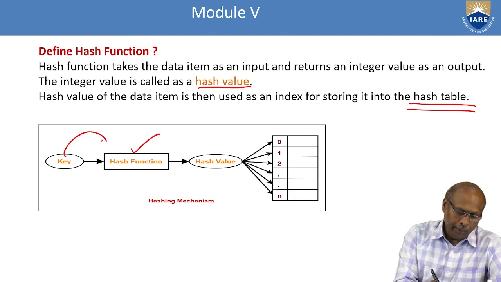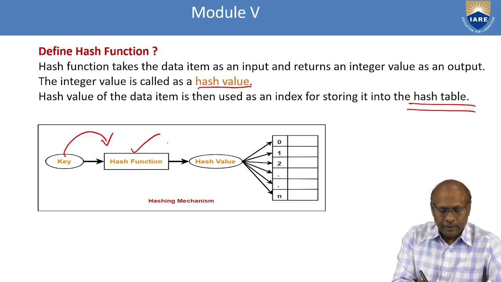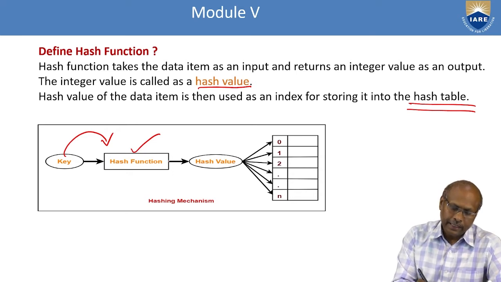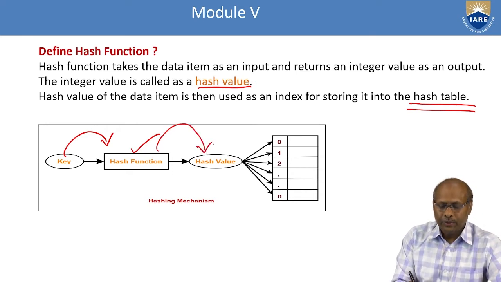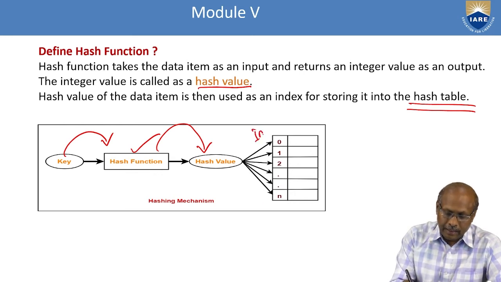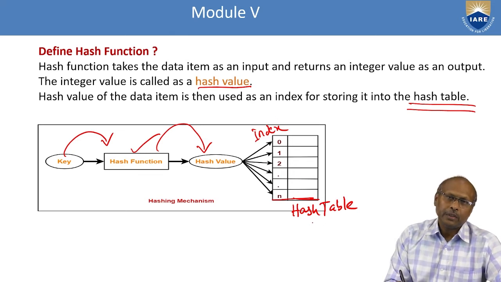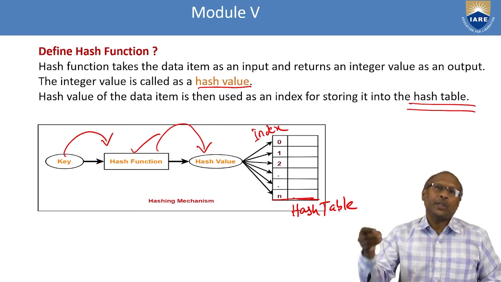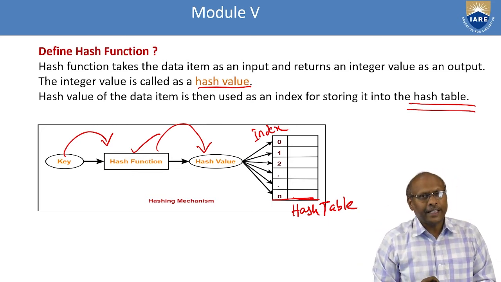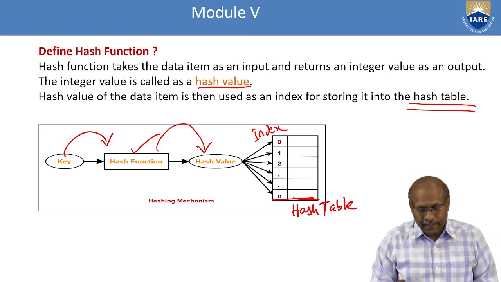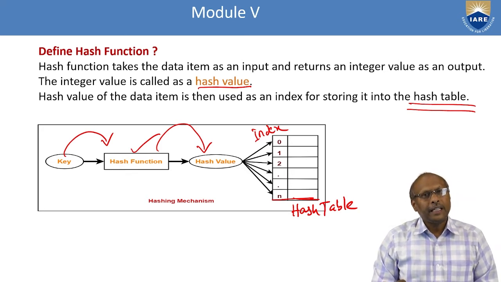So this key will be acting as an input for the hash function, and when the key is given, that will process. After processing, it will give a hash value. That hash value is acting as my index in the hash table. This table is called hash table. So whatever output comes from the hash function, that will be acting as an index for my hash table. So from that index, you can retrieve the data, or you can store the data there, or you can modify the data there. So hashing is helpful for searching as well as for retrieving the data from the hash table.